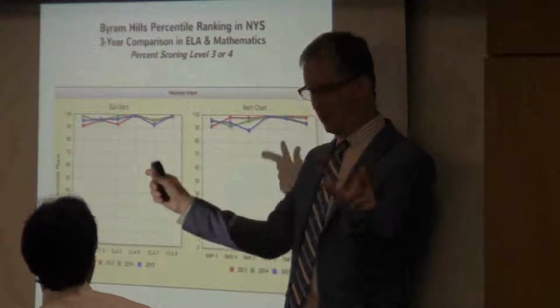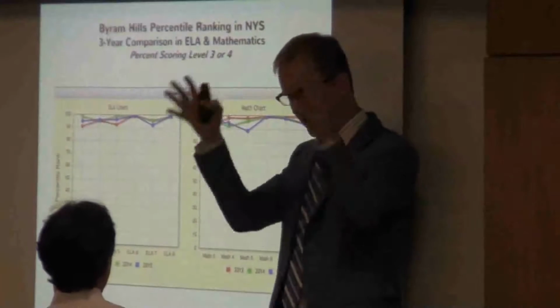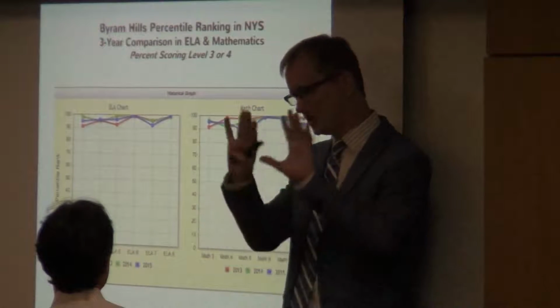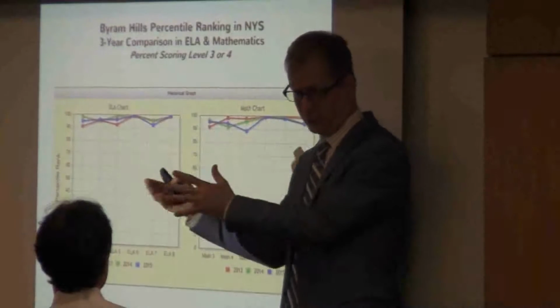So the state looks at bell-shaped curves, and they have sort of theories when they cluster them, and there's a lot of literature that they put out that doesn't always make sense, but they try to make these scores fall a certain way.